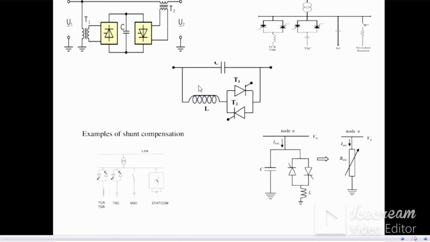So these are a few FACTS devices which you could see on the screen like shunt capacitors, series capacitors, shunt reactors, series reactors in combination with other power electronic devices. So these are a few various types of FACTS devices.